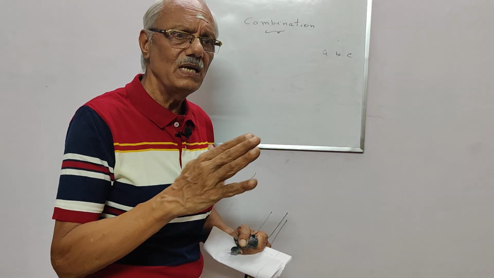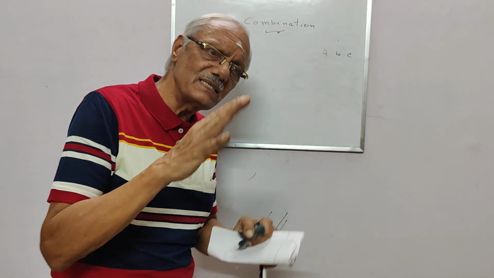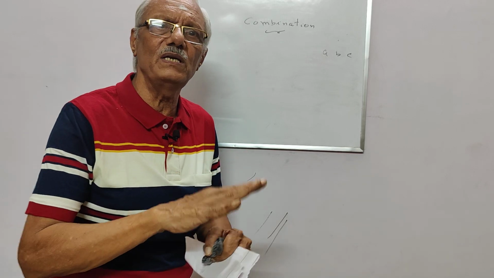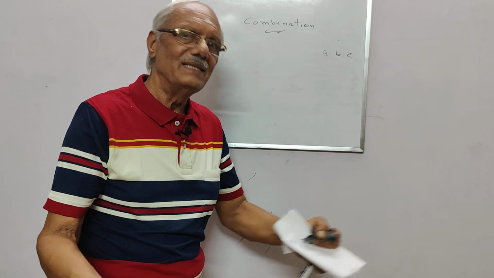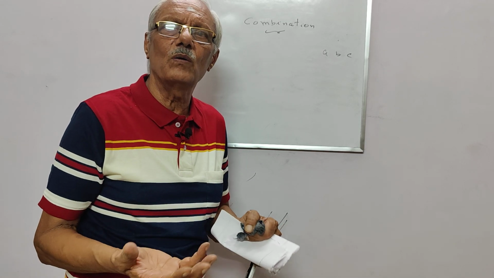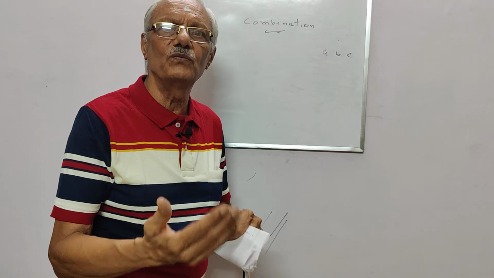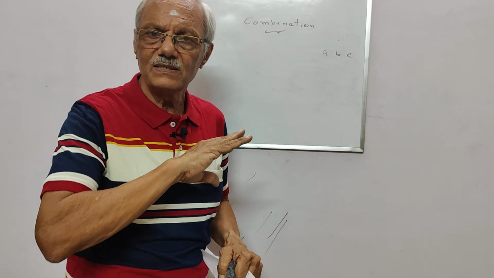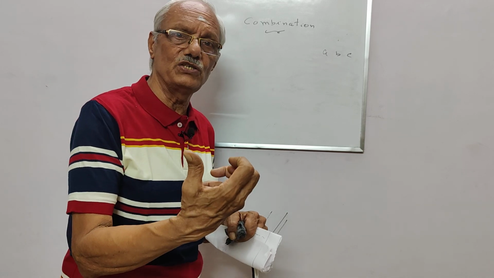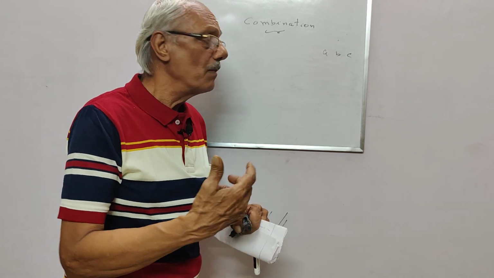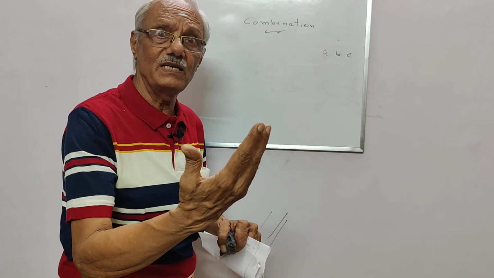What is that combination? AB is a combination. AB and BA are the same combination. In no way is it different from AB. Whether you pick AB or BA, the combination is the same, because if I want a combination of two colors, red and blue, whether I take red first or blue first, it is not going to matter at all. So here it is a combination, but it is different from arrangements.